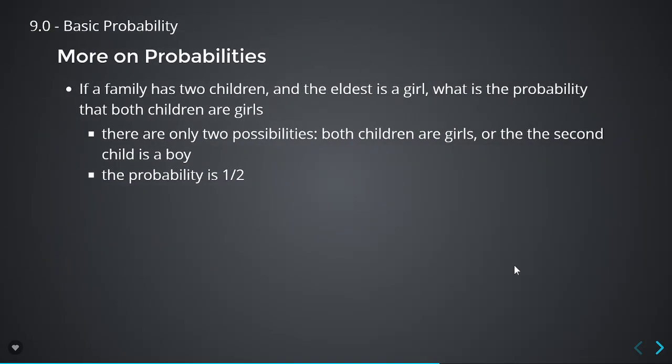Second one, to be honest, to me this is obviously 1/2, so I don't know what the problem is. So you have 2 children and the eldest one is a girl. What's the probability that both children are girls? Well, to me, there are only 2 possibilities, either both girls or the second one is a boy, because you fix the first one to be a girl. So this one, yeah, the probability is 1/2.